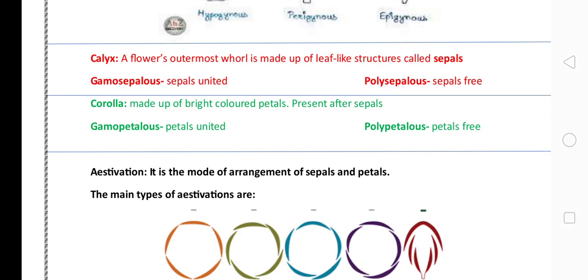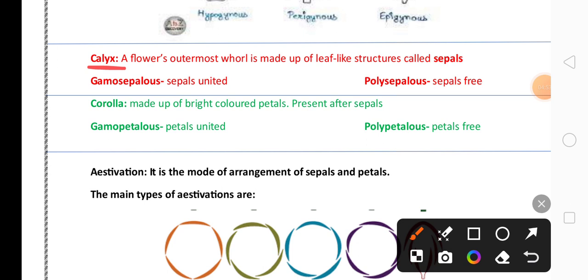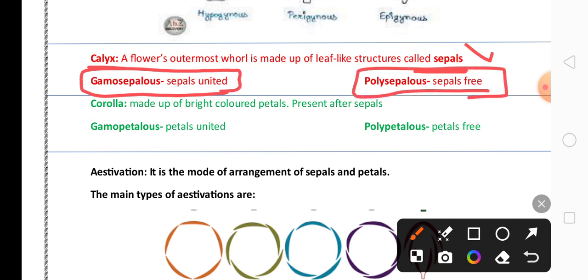Calyx is the outermost whorl of the flower. Its units are called sepals. For 1 mark, they'll ask the gamosepalous and polysepalous definitions. Gamosepalous means if the sepals are united in the flower, that condition is called gamosepalous. If the sepals, which are the units of calyx, are free, it is called polysepalous.